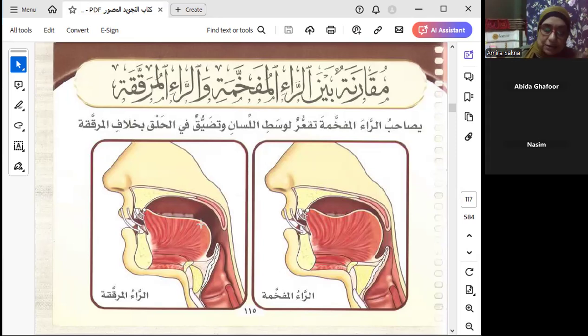With a light ra, or empty mouth ra, or ra al-muraqqaqa, it will be the opposite. The back of the tongue will be lower and the epiglottis will remain where it is.